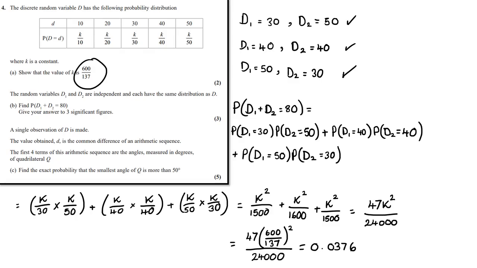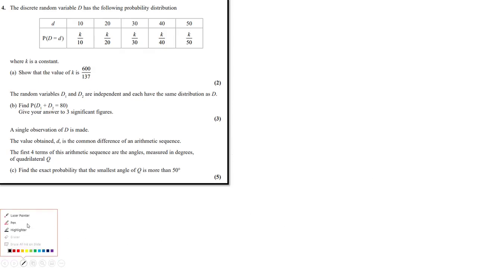And then in part C here, we've got a bit of an interesting question. It's something a bit different. So what we're told here is a single observation of D is made. So the value obtained D is the common difference of an arithmetic sequence. The first 4 terms of this arithmetic sequence are the angles measured in degrees of quadrilateral Q. And what we want to do is find the exact probability that the smallest angle of Q is more than 50 degrees. So this is definitely a bit of an interesting question, and it's quite different to what you might see in your textbook. However, it's not too bad as long as you think about it in a logical sense.